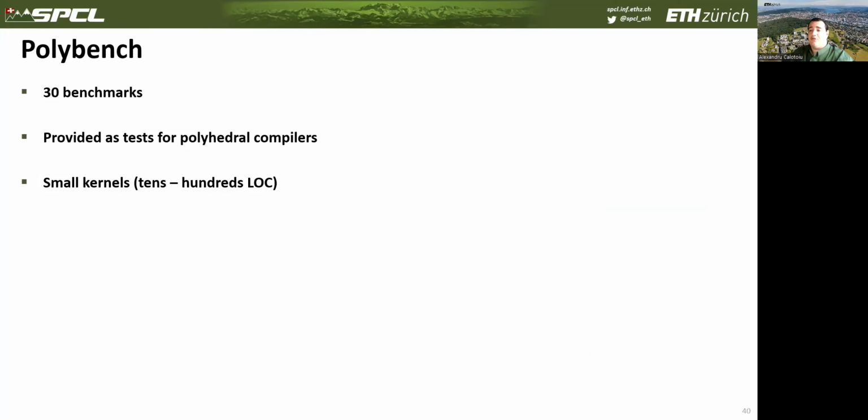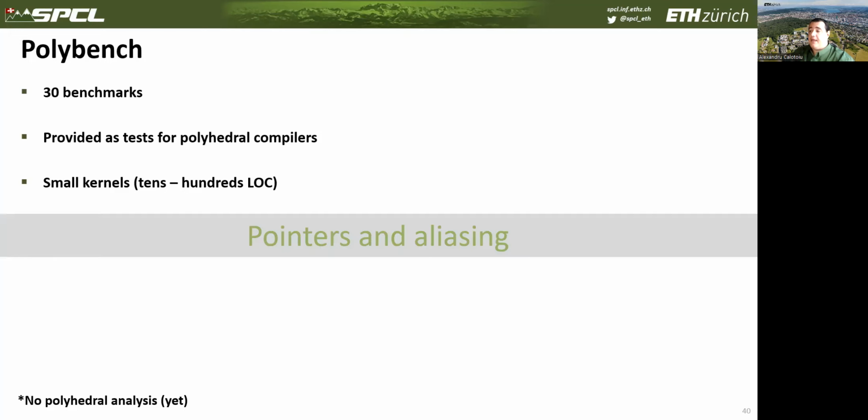To evaluate our work, we have first looked at PolyBench, a set of 30 benchmarks, which have been originally developed to test polyhedral compilers. These are very small kernels, and we have compared against many state-of-the-art compilers and auto-parallelizing compiler tools. Our approach itself only relies on discerning data access patterns and ensuring that there are no data races. We are not leveraging polyhedral analysis in our approach yet.